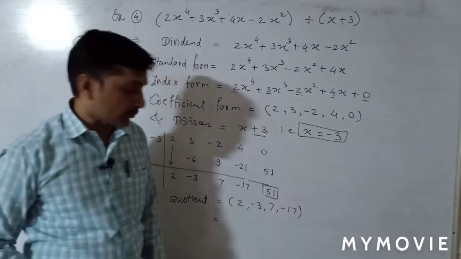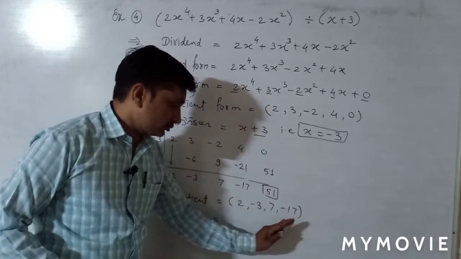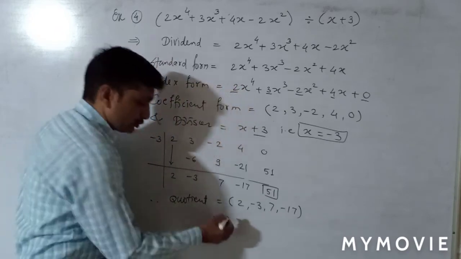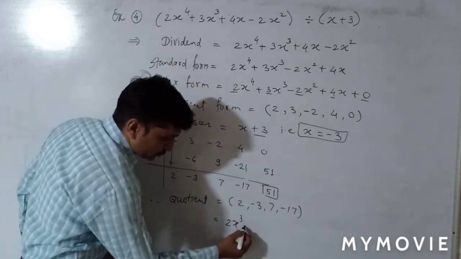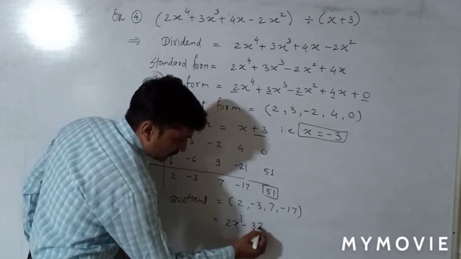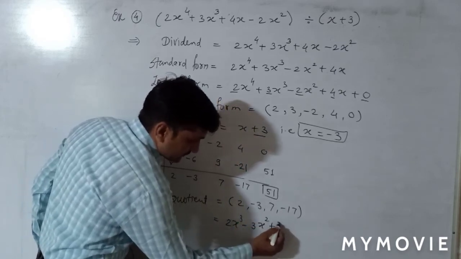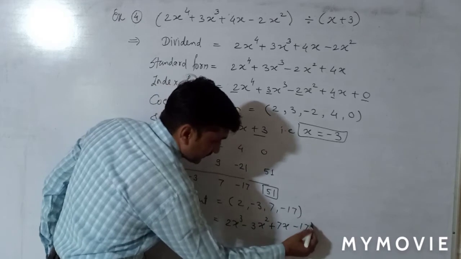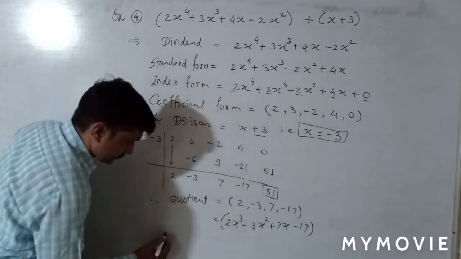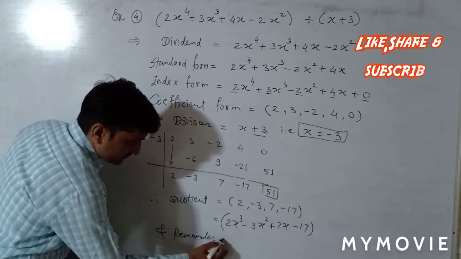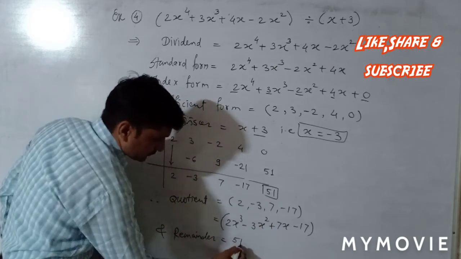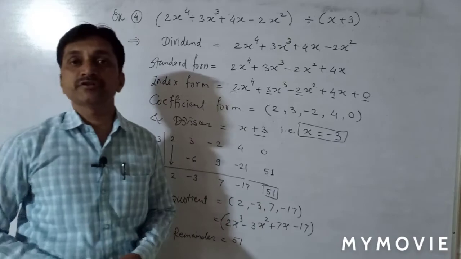Now write in index form. Power 0, 1, 2, 3. The variable is x cube: 2x cube minus 3x square plus 7x minus 17. This is the quotient, and the remainder is there in the box, 51. In this way division is completed.